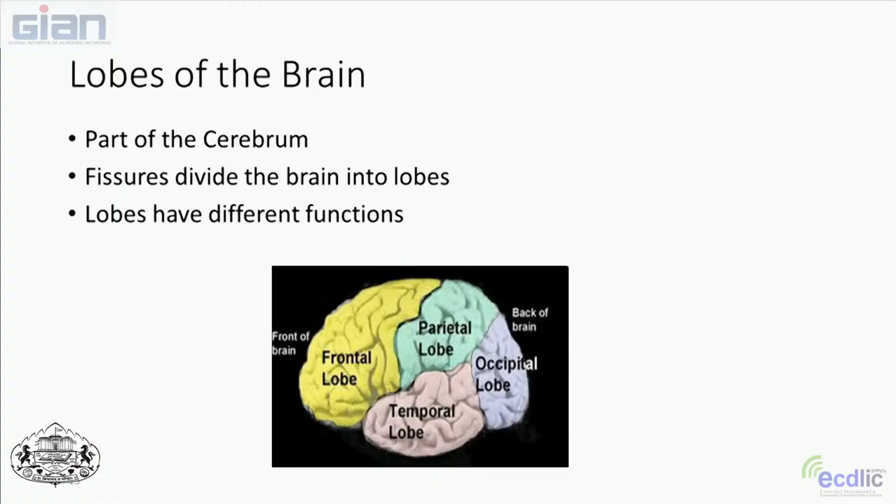Okay, so now we're going to talk about the lobes of the brain. So there are 4 major lobes of the brain, and the lobes are part of the cerebrum or the cerebral cortex outside. And again, the fissures divide the different lobes, and each of the lobes has a different function.